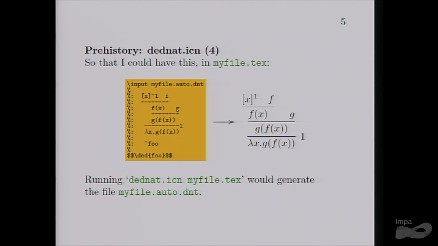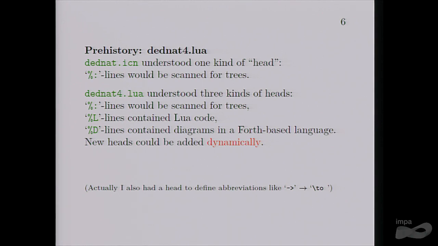In this case, it was called myfile.auto.dnt. So I wouldn't need to look at the ugly code. It was saved elsewhere. And running the preprocessor on myfile.tex would generate the file myfile.auto.dnt. And this first version only understood one kind of head. The heads were these special comments. The lines that started with %: would be scanned for deduction trees.